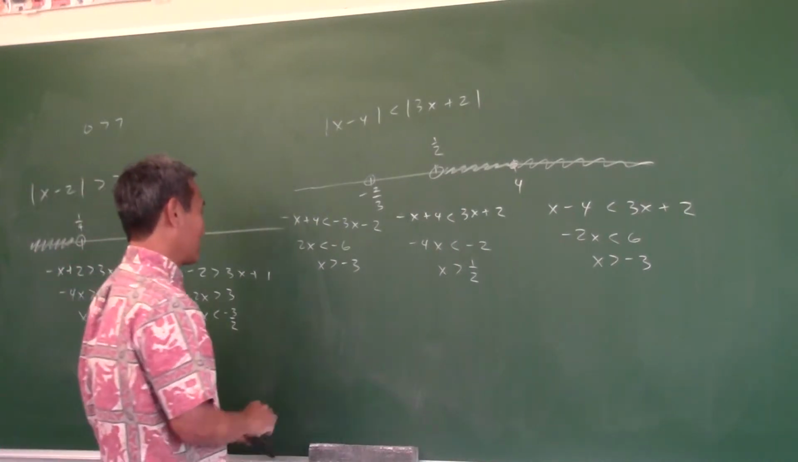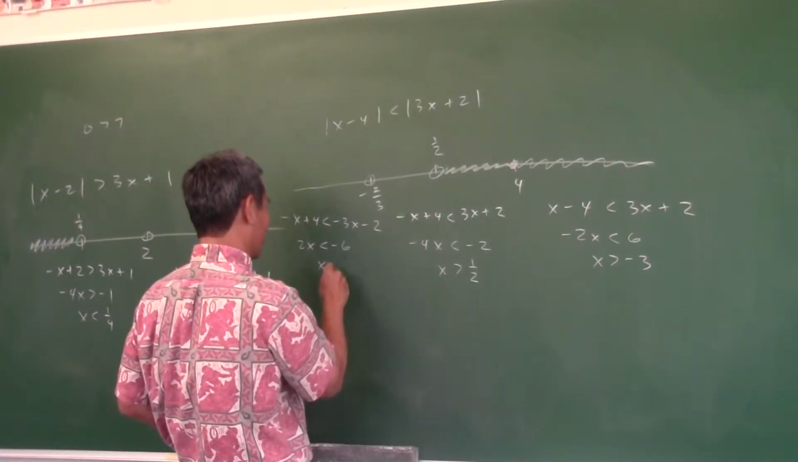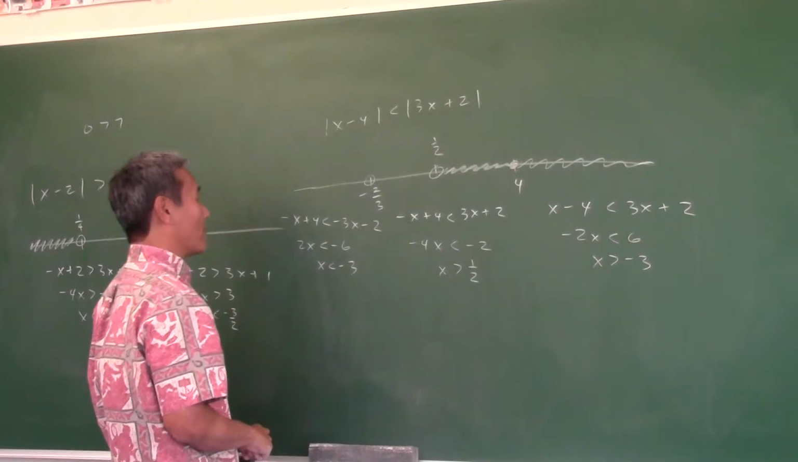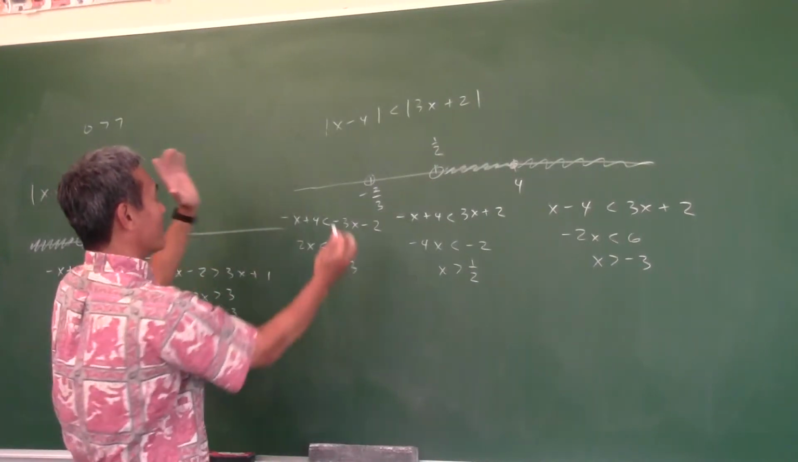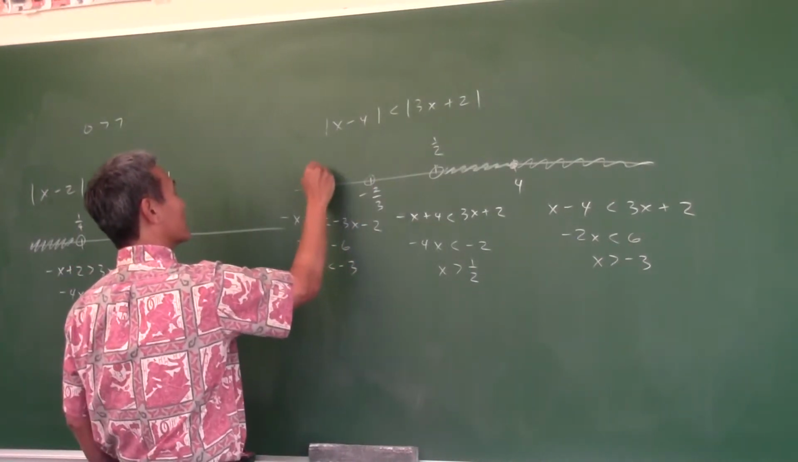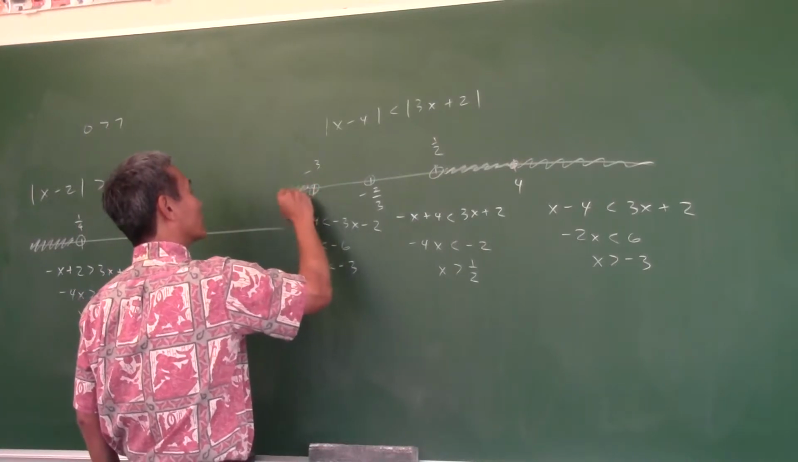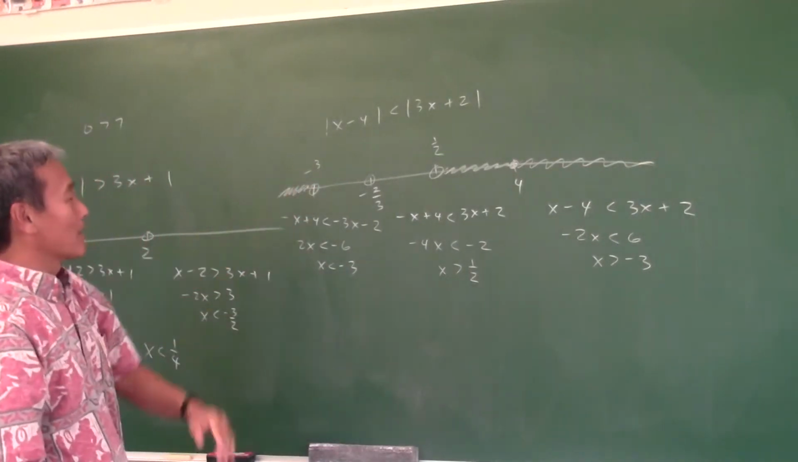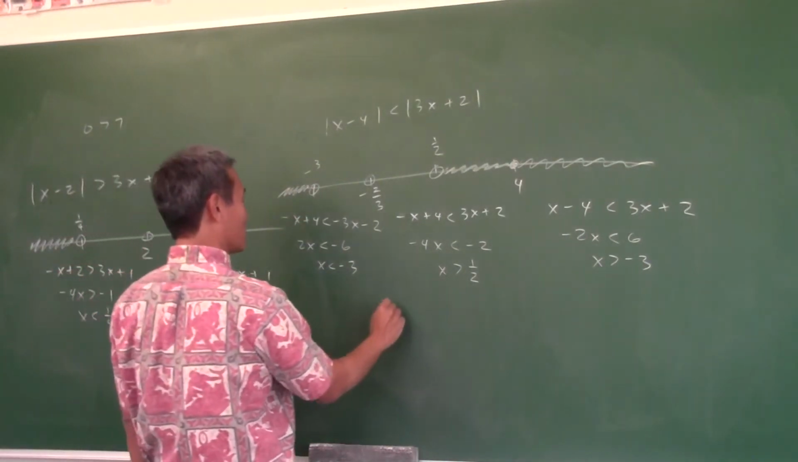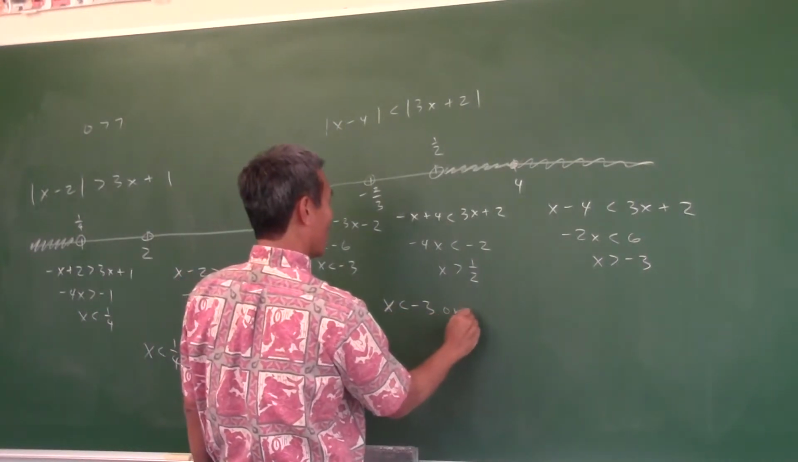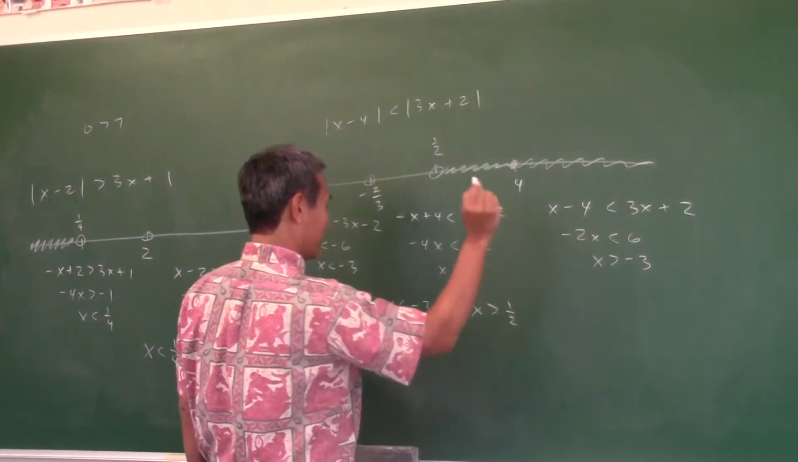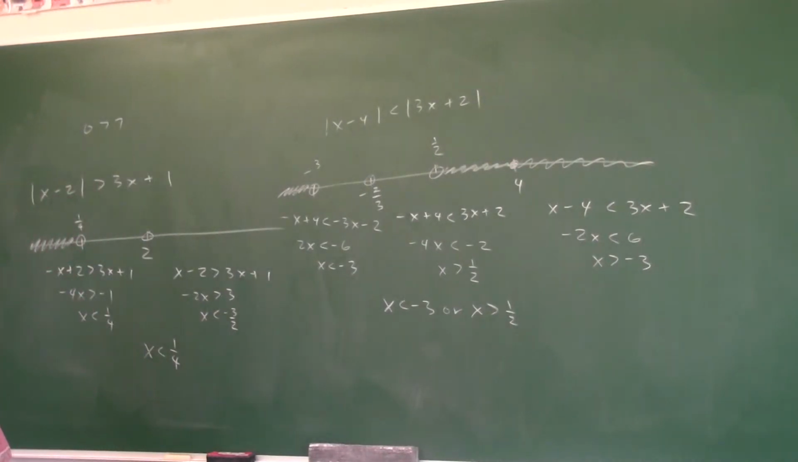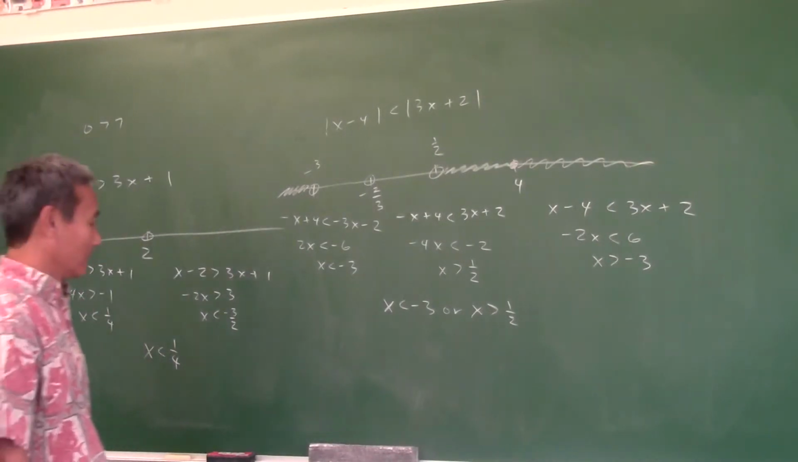That's not correct. X is less than negative 3, fool. Anyway, how do you graph x is less than negative 3 only on this interval? Well, you put negative 3 there, and you're going to the left, and whatever's on your number line, that's your answer. So the answer is going to be x is less than negative 3, or x is greater than 1/2. And that's how you solve it.